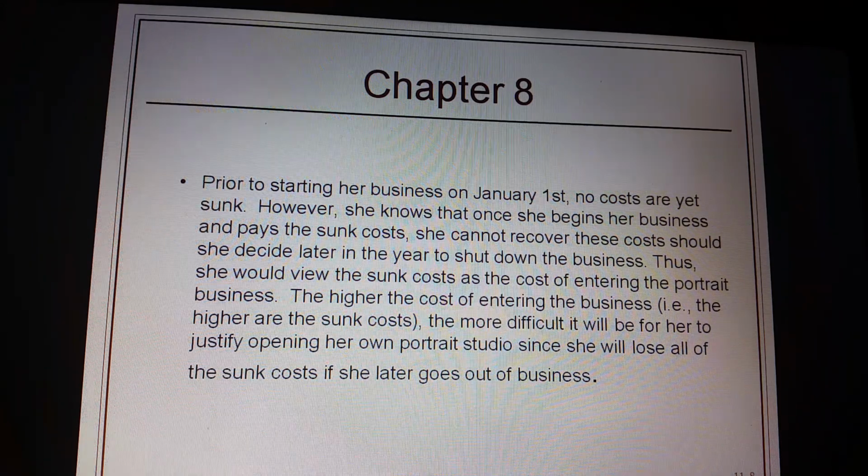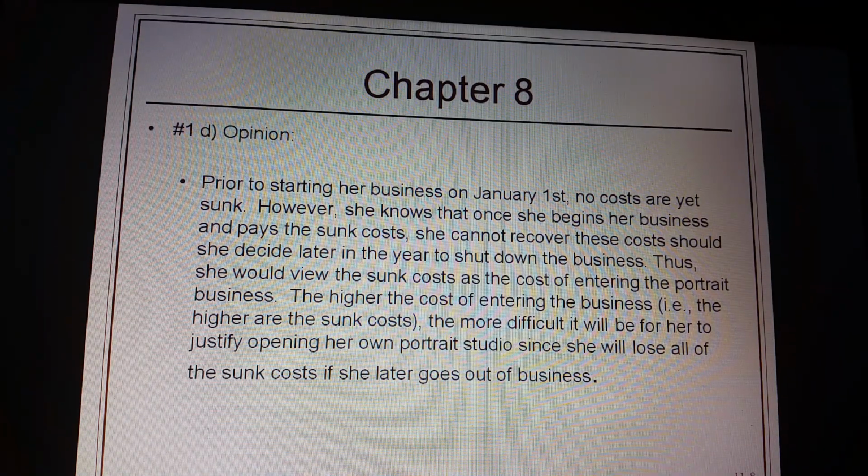Part D of the question asks, in making her decision to start her own business, would her decision have been more or less difficult if sunk costs were 0? This is once again more of an opinion type thing. Prior to starting her business on January 1, no costs are yet sunk. However, she knows that once she begins her business and pays the sunk costs, she can't recover these costs should she decide later in the year to shut down the business. Thus, she would view the sunk costs as the cost of entering the portrait business.